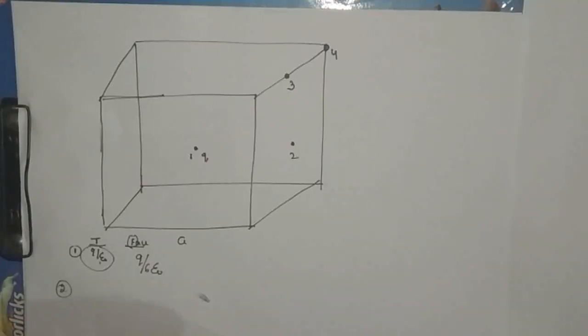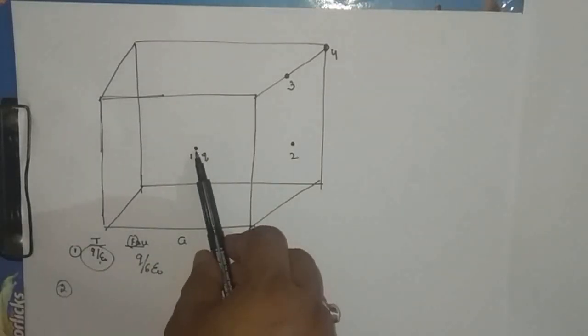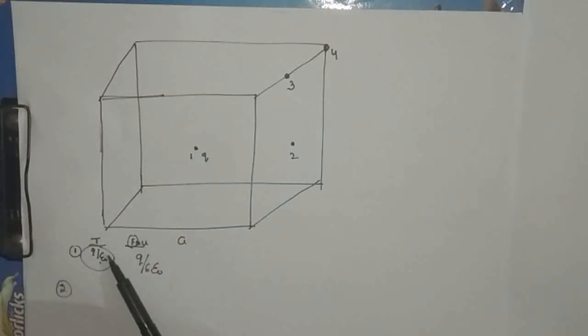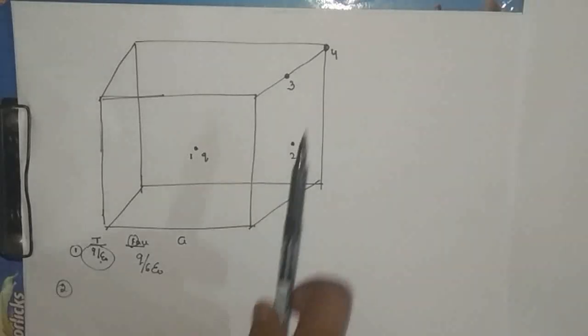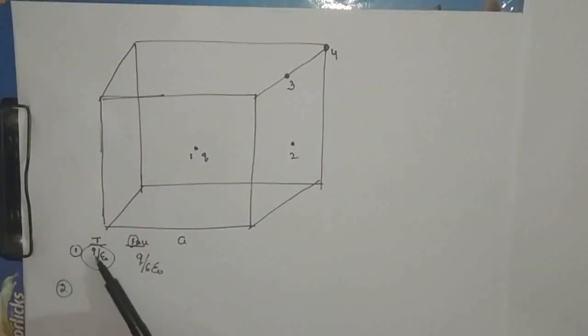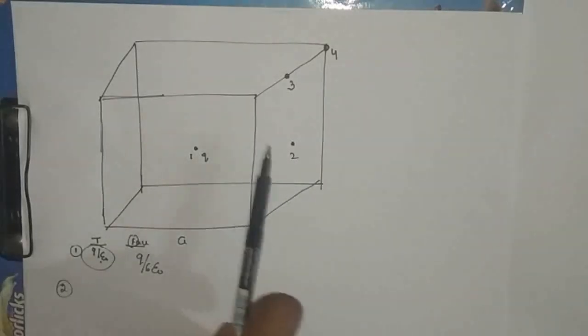So I was asking here, if the charge is at the center, what will happen? If the charge is at the center, the net flux will be Q by epsilon naught for the total, for 6 sides. For one face it means Q by 6 epsilon naught. This was asked in the 2017 CBSE board exam, for 5 marks, so think how you can answer it.